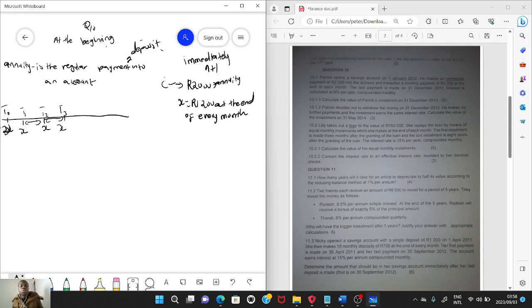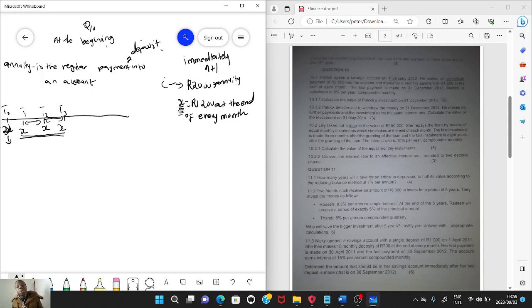So the moment that 2,000 is not part of the annuity, we don't add one. Why are we not adding one? Because X is our monthly payment, and then X is paid what?